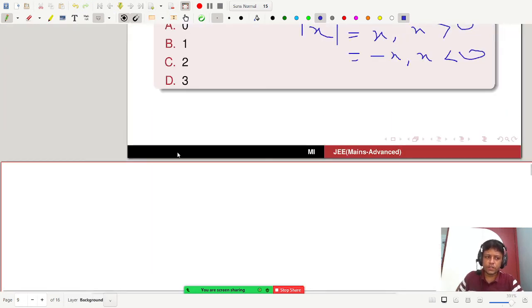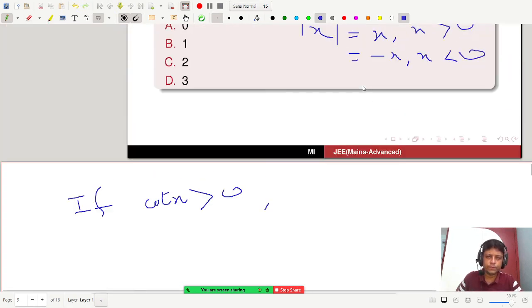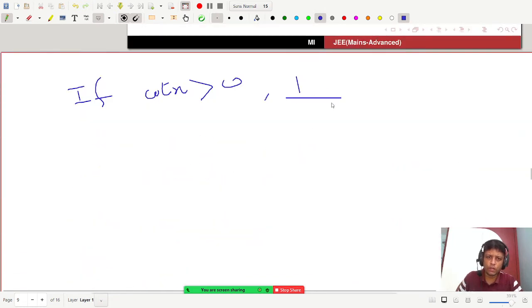So if cot x is positive, then mod cot x is cot x. So cot x cancels from both sides and you have 1 by sin x equal to 0. And that is impossible, that is absurd, not possible. Let's move to the second case.